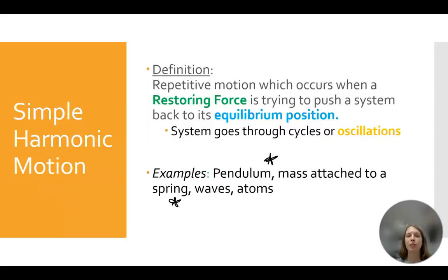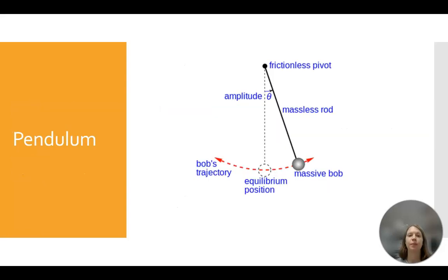So the definition of simple harmonic motion is repetitive motion which occurs when a restoring force is trying to push a system back to its equilibrium position. And the system goes through cycles or oscillations, and there's some vocabulary that we'll go through to explain those. Turns out waves like sound waves and light waves and atoms vibrating in molecules can also be modeled by using ideal springs or thinking about cycles, oscillations, and simple harmonic motion.